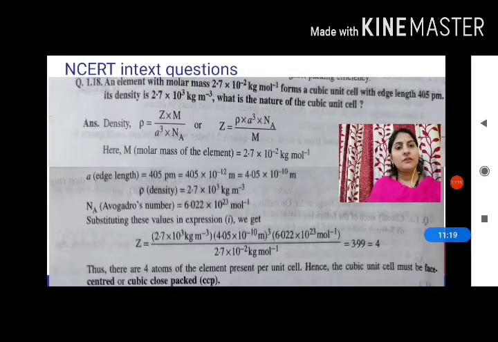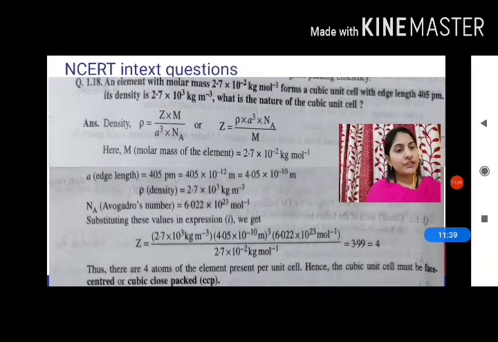An element with the molar mass 2.7 into 10 raised to power minus 2 kilogram per mole forms a cubic unit cell with the edge length 405 picometer. Its density is 2.7 into 10 raised to power 3 kilogram per meter cube. What is the nature of the cubic unit cell?